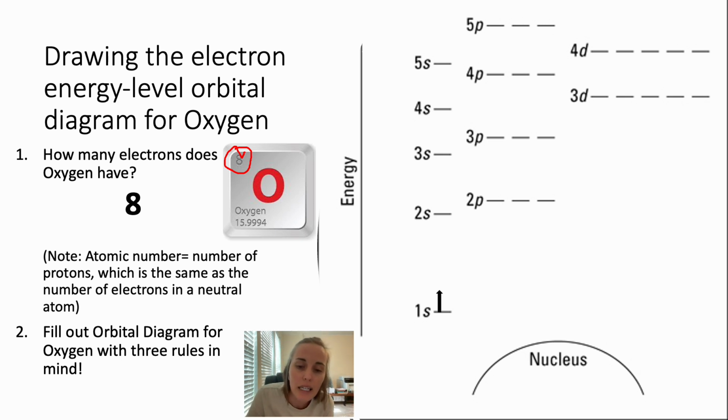So we're going to start. Each arrow represents 1 electron. So we know oxygen has 8 electrons. So if we're looking here, oxygen is right over here. Something you should note right away, if you remember, is this is your P block. It's going to be in your P block.